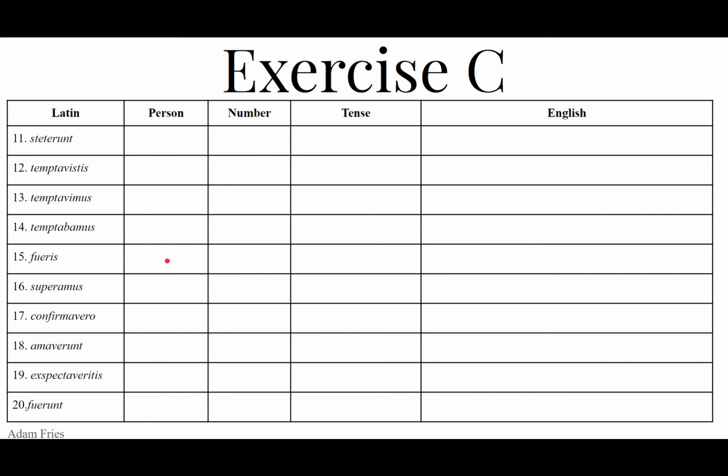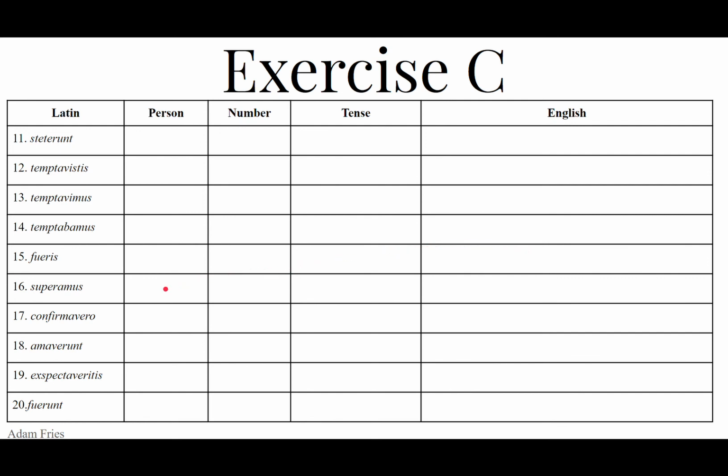Fueris, number 15. Fueris, your irregular friend sum. He's back. So perfect stem fu, whom I pity. Eris, second person singular, future perfect of sum, esse, fui, futurus, to be. You will have been. Thou shalt have been. It's future perfect.